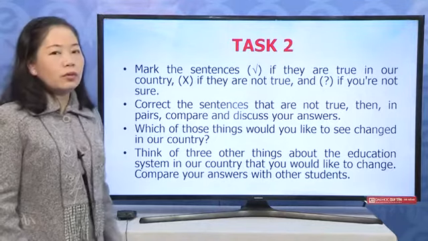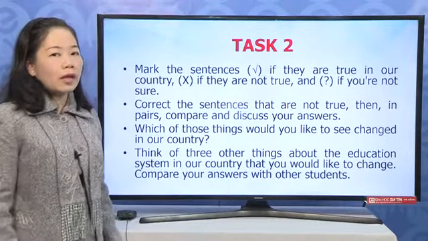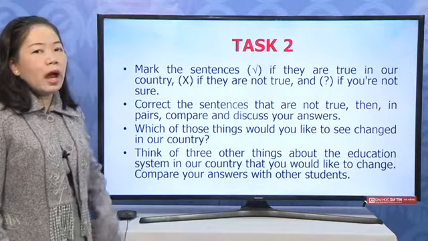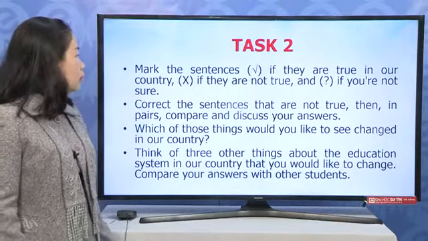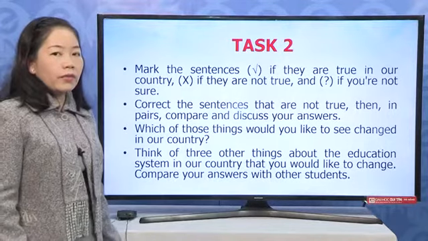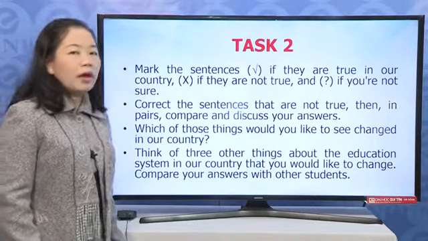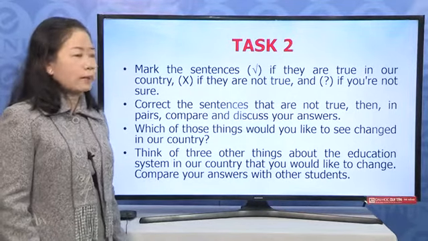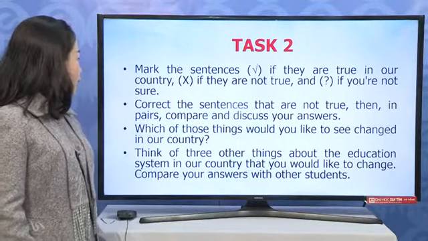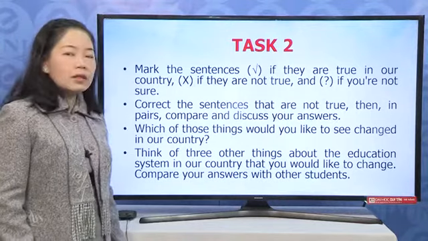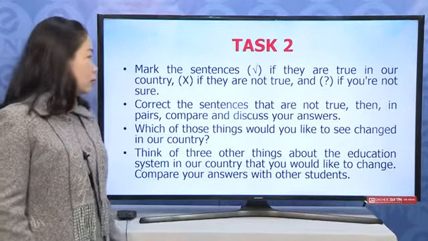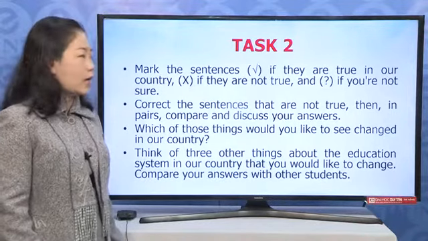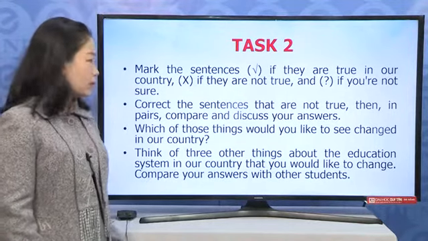In task 2, you should mark the sentence like this. If they are true in our country, Vietnam, you put a tick, and you put a cross if they are not true. And if there are any ideas you are not sure about, please put a question mark. Then you correct the sentences that are not true. And in pairs, you compare and discuss your answers.